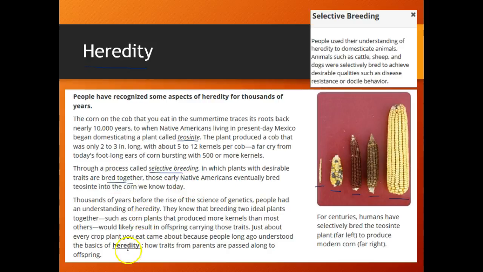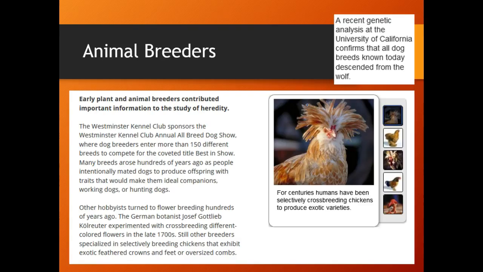But it really shows you the power of heredity and the basics of heredity, because we know that if a certain organism has a certain trait, then it's able to pass that on to its offspring. Another example of selective breeding would be animals. We have animals such as cattle and sheep and dogs that are all selectively bred in order to achieve desirable qualities, such as maybe disease resistance for farmers, or docile behavior so that they're able to be tame and kept in the home. So animal breeders really rely heavily on heredity.